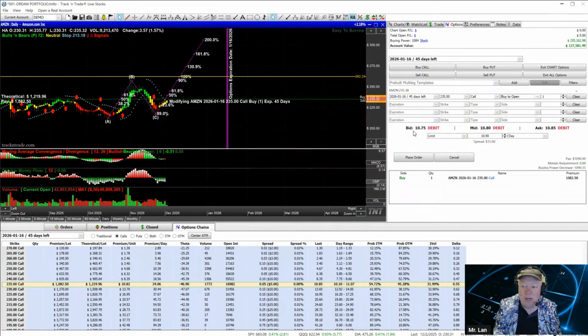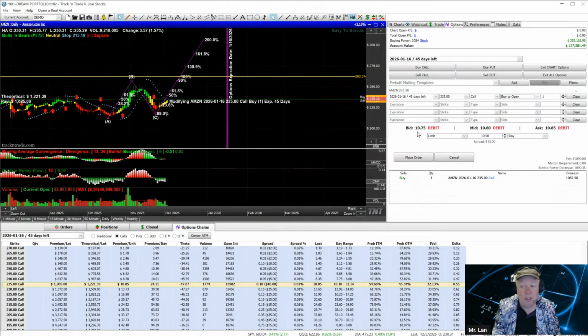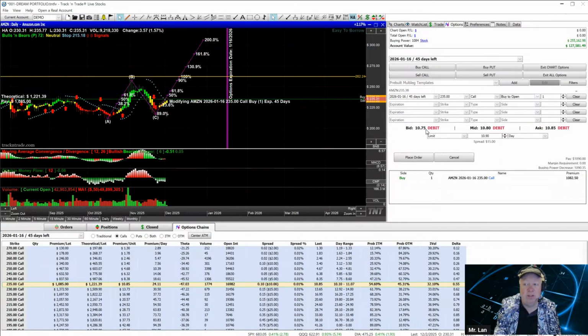So you can see right now, the bid, what we're offering for this option, is $10.75. Well, the ask is $10.85. So there's a 10-cent difference, and 10 cents times 100, that's a little bit of money. It's not a whole lot, but it's a little bit of money. And so you can offer something maybe halfway in between. You can see the midpoint right here is 10.80.